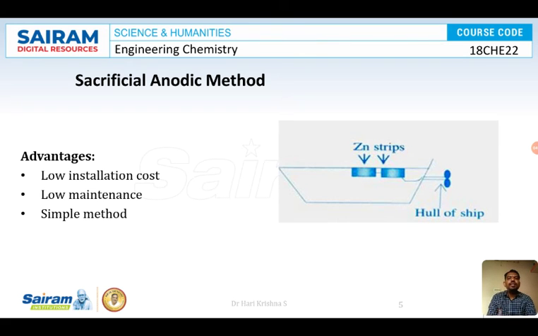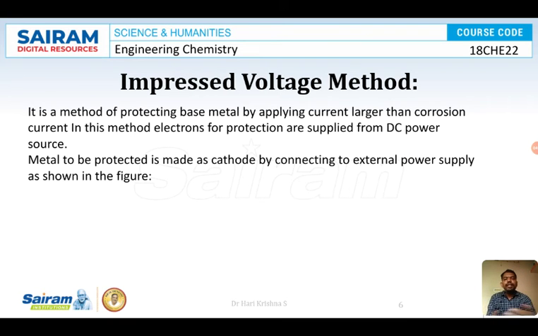Now let us see what is the impressed voltage method. So in cathodic protection, we have the other method. In order to protect this specimen, what you're going to do? We're going to supply the electrons to the cathode from some other external DC source. So supplying the electrons from some other external DC source is called the impressed voltage method.